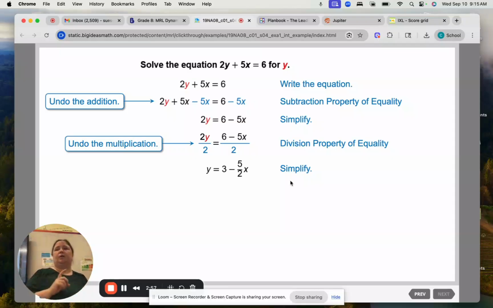Here's the reason why I like a fraction better. If you're to graph 5 over 2, that's easier than graphing the decimal. And you'll see that as we go throughout. All right, so did I solve for y? Yes. Yeah, so that's your answer. Y equals 3 minus 5 halves x. So you would circle that as your answer.